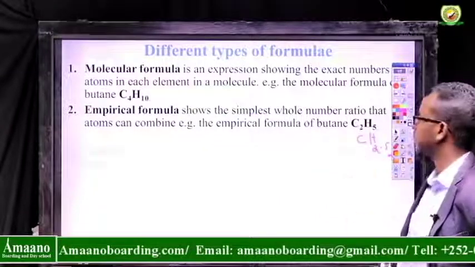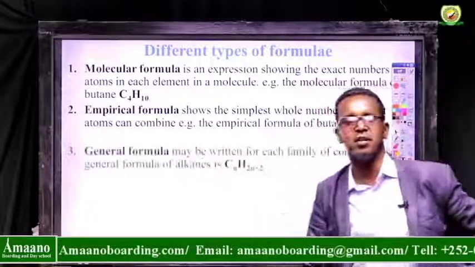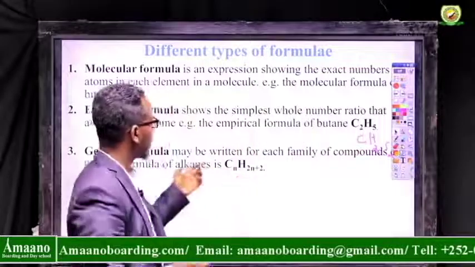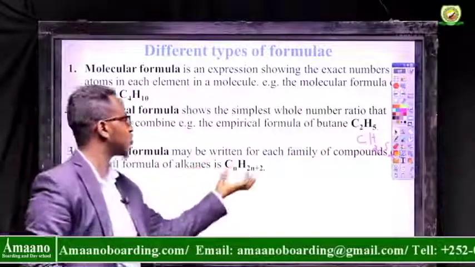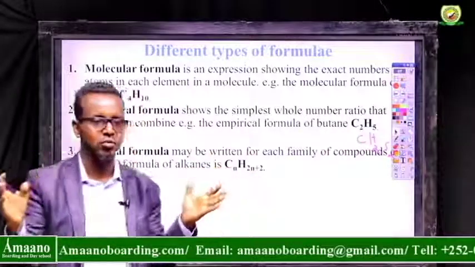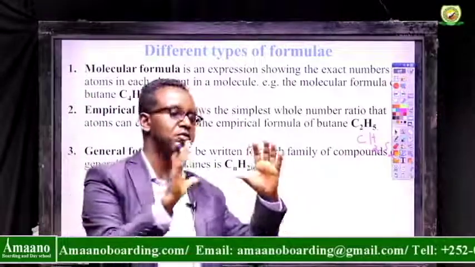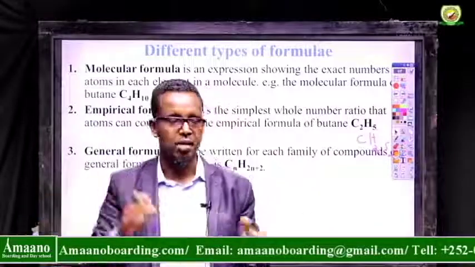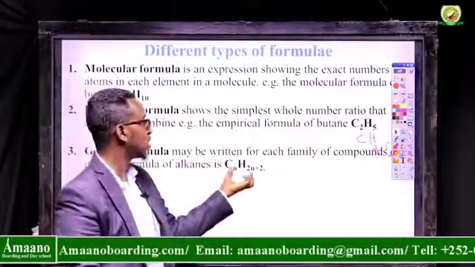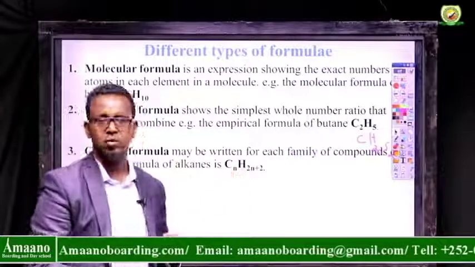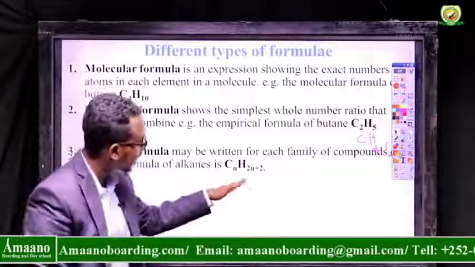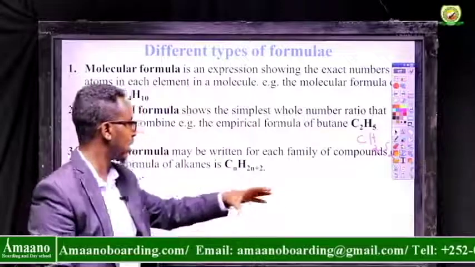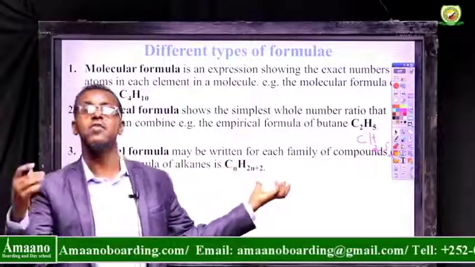What about the general formula? Sometimes it is called the family formula; the general formula and family formula are the same. Each family should have its own formula. For example, families like alkane, alkene, alcohol, carboxylic acid, ester, ether, aldehyde, amide, whatever, each have a formula. Alkenes fit another formula, alcohols have another, and carboxylic acids have another. So this is a general formula, also called a family formula.